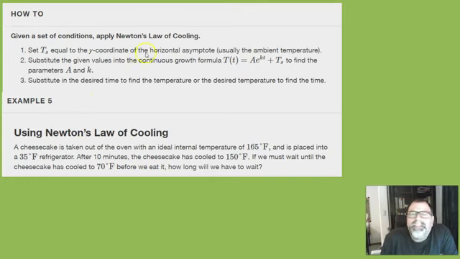All right, so let's see. Let's start with, we know the surrounding air temperature is 35. So let's see, A e to the kt plus 35.